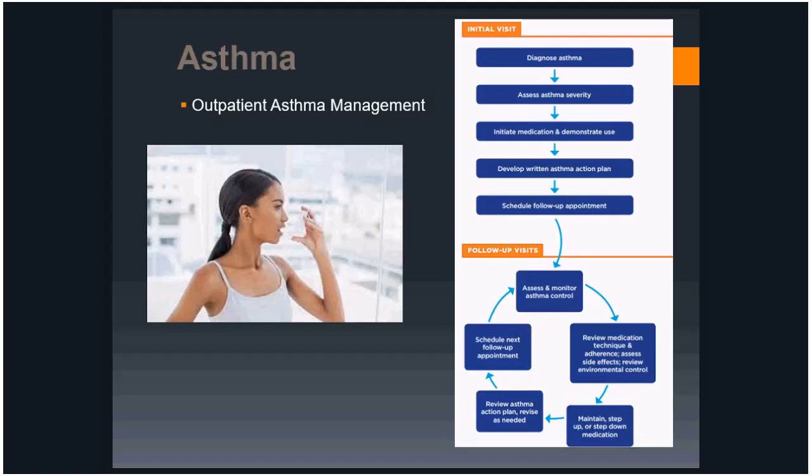After they've been diagnosed and started on medication, you want to schedule the follow-up appointment. At the follow-up appointment, you're actually assessing and monitoring their control. So you're not establishing severity. Establishing severity occurs at the initial visit, but at the follow-up, you're now assessing their control of their disease state.